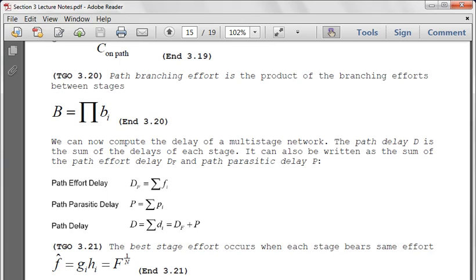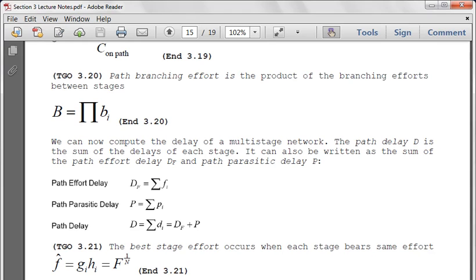So 3.22, I'm going to read it here, but I'm going to scroll up so you can write it down. The minimum delay of an n-stage path is the number of stages times our best stage effort, so N times F to the 1 over N, plus the parasitic delay of the circuit. I'm talking about the path. Okay. And we scroll up just a little bit so you can see that.